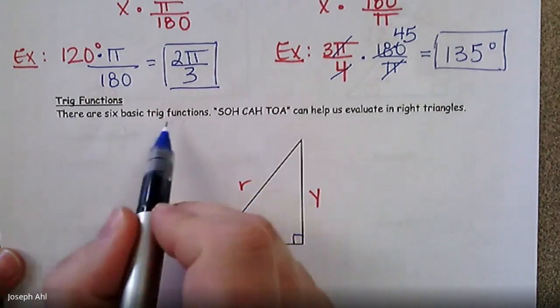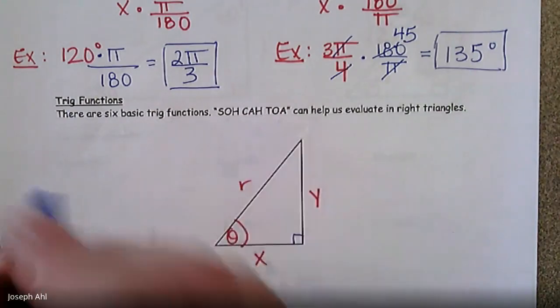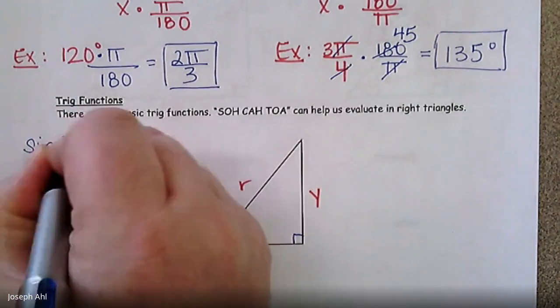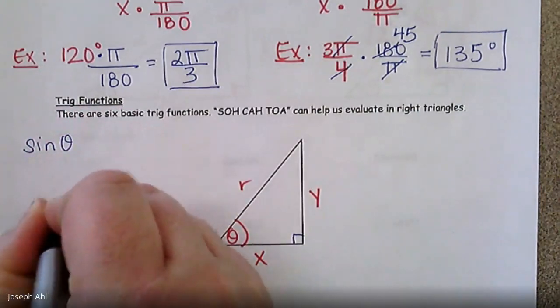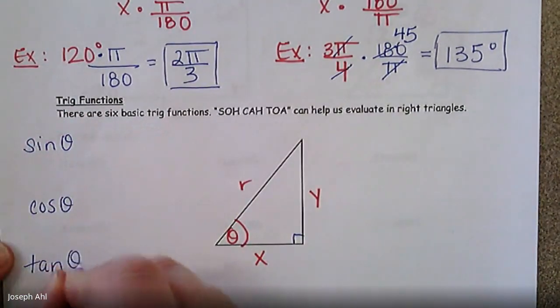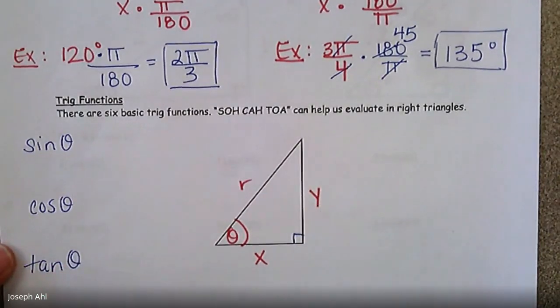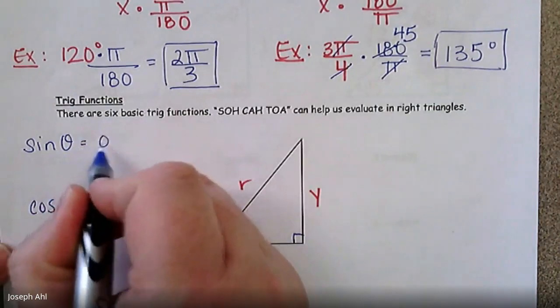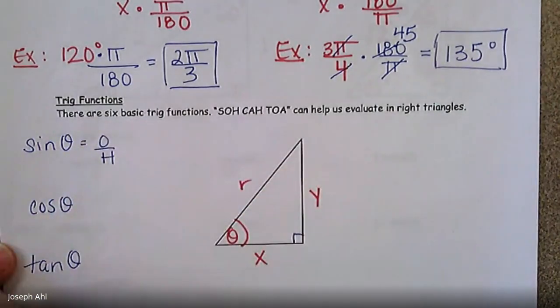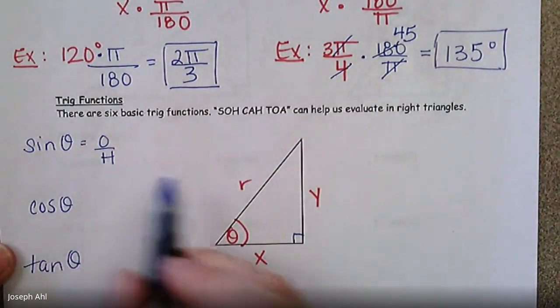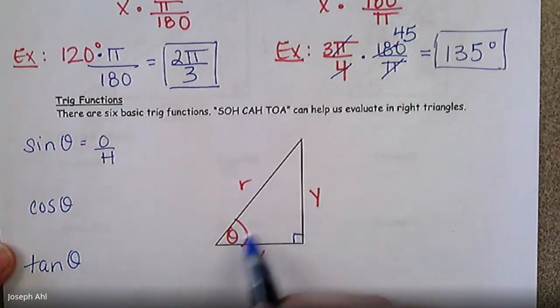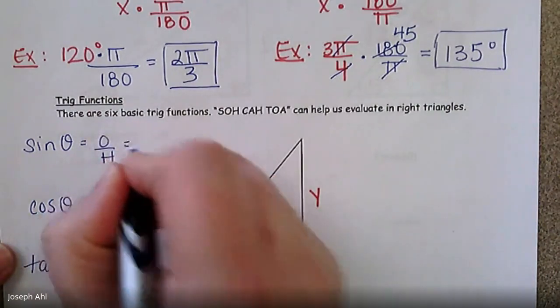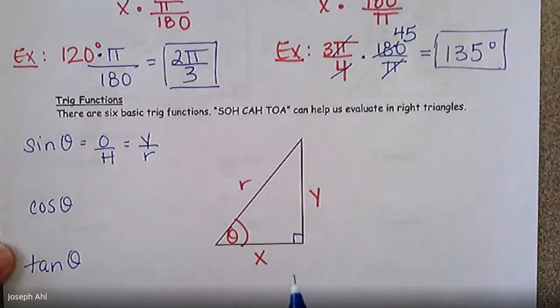So let's talk about the three that we're probably most familiar with based on SOHCAHTOA. We're going to figure out what sine theta, cosine theta, and tan theta equal based on the values that are given in this picture. So sine is going to be opposite over hypotenuse. That's what SOH stands for in SOHCAHTOA. The opposite to angle theta is what's across from it. So opposite is y. And the hypotenuse is the length of r. So sine theta in this picture is going to be y over r.